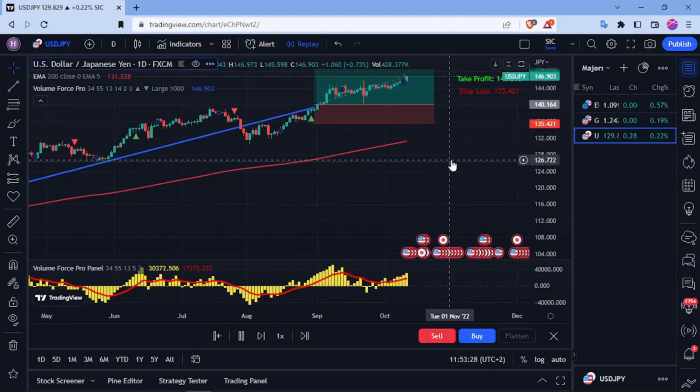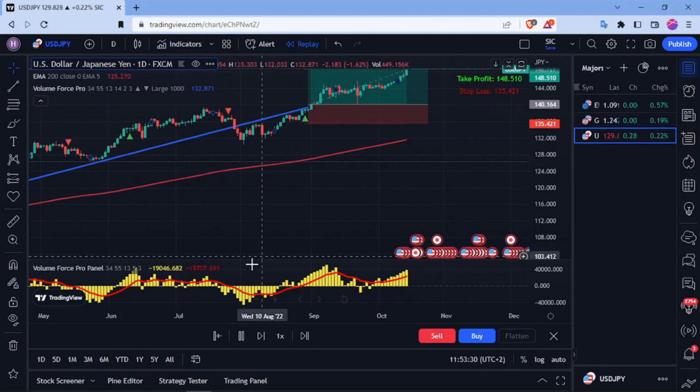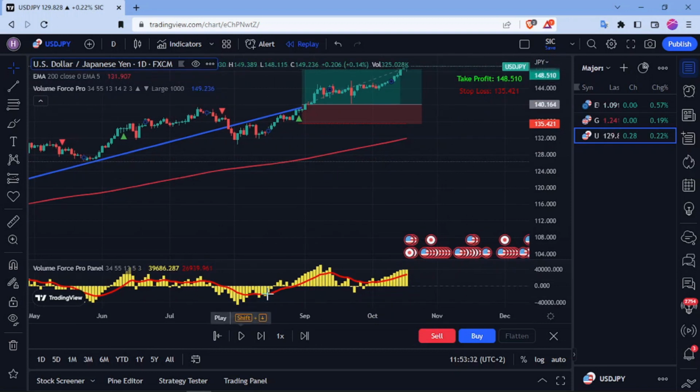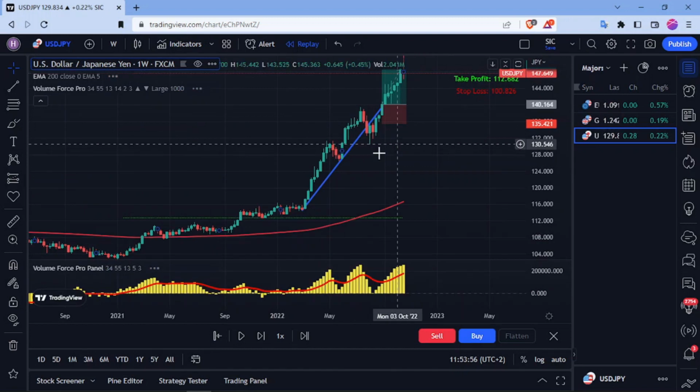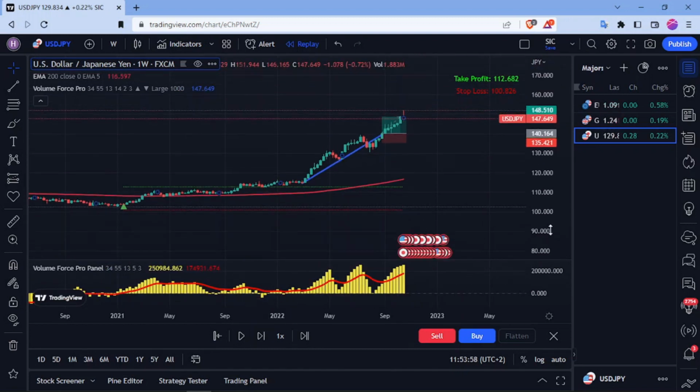Now another way to use the Volume Force Pro is for reversals. To do this, you will need to determine levels of support and resistance, preferably on a higher time frame. So what I'm going to do is switch to a higher time frame. For this example, it is going to be our weekly time frame. On the weekly time frame, we are going to use this to find key support and resistance zones.